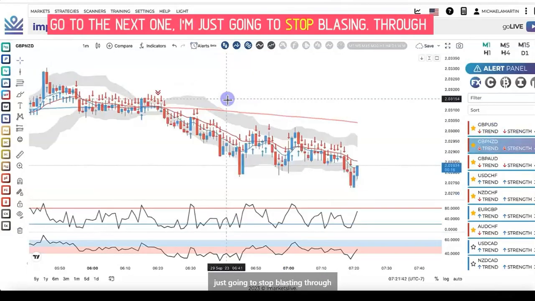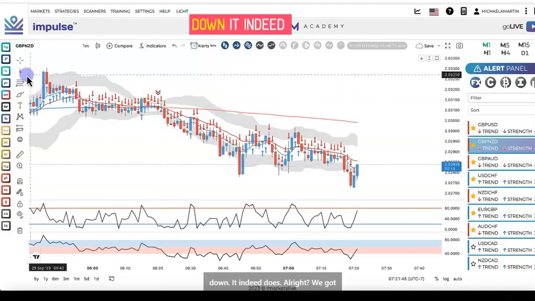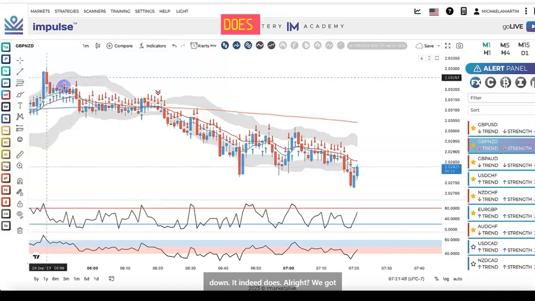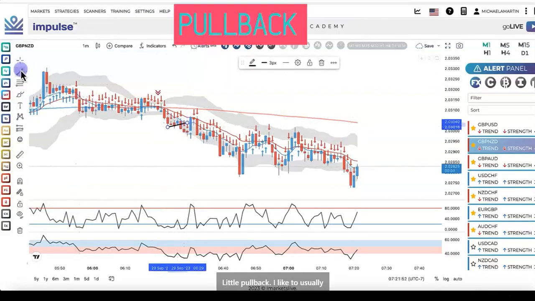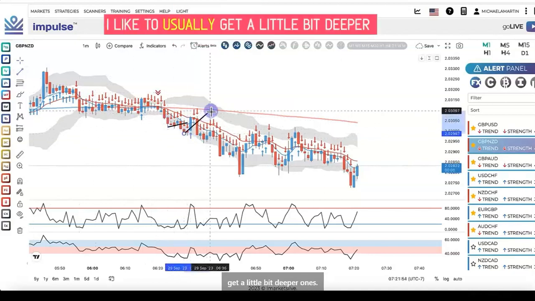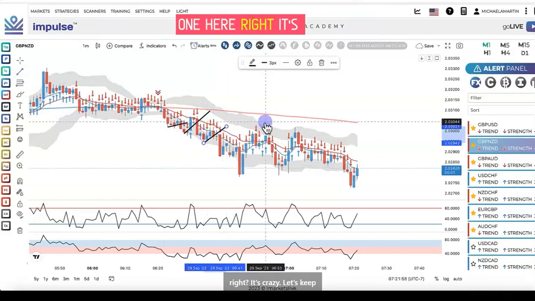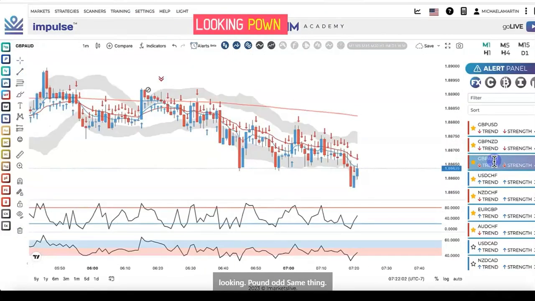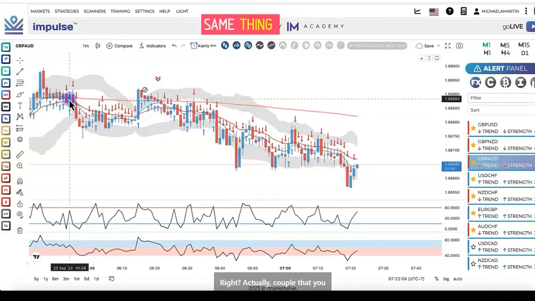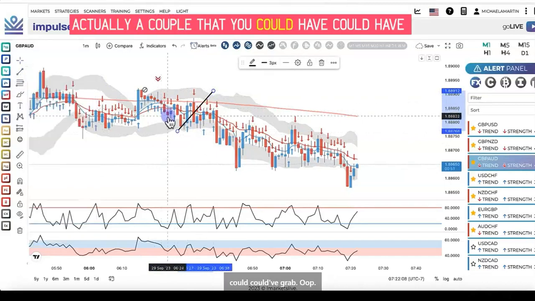Let's go to the next one. I'm just going to keep blasting through these. Here it is. It says, hey, look, I think it's going down. It indeed does. You got a little teeny trend here, a little pullback. I like to usually get deeper ones. You get another one here. It's crazy. Let's keep looking. Same thing here. Actually, a couple that you could have grabbed.